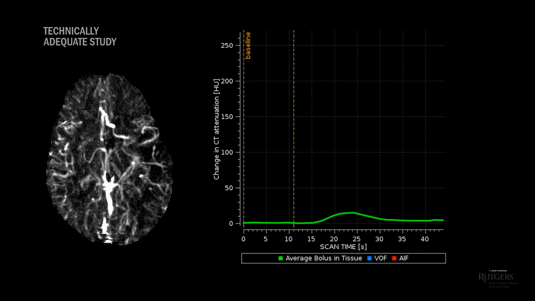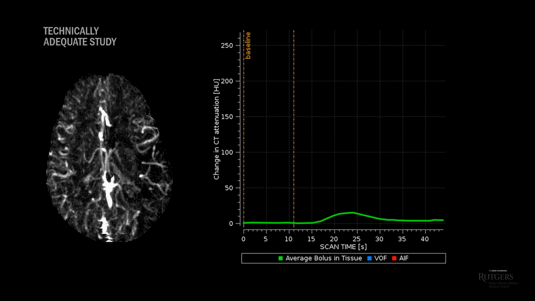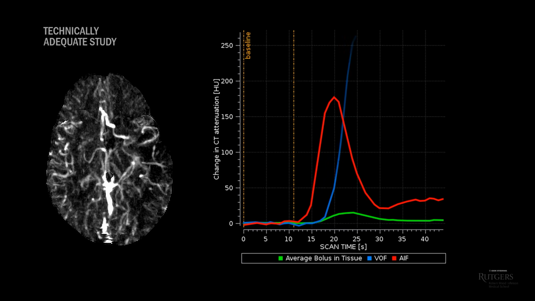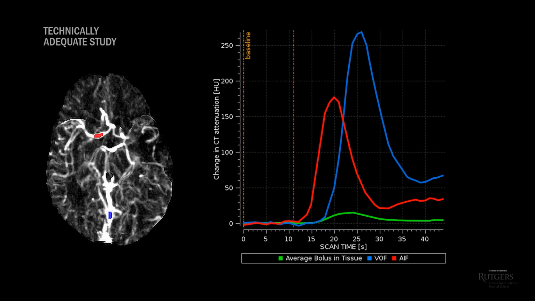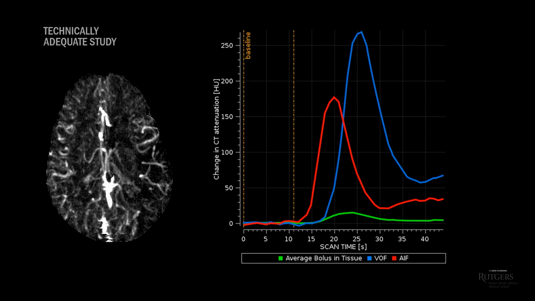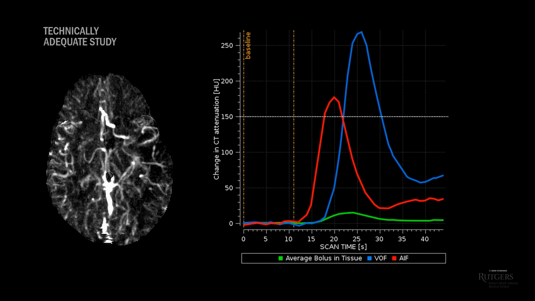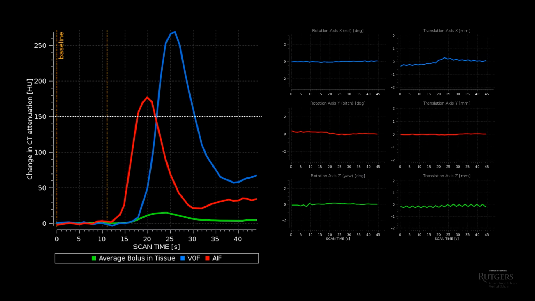In this study, the algorithm selected right MCA as its arterial input function and straight sinus as its venous output function. Change in brightness is plotted versus time as the contrast bolus flows through the artery and then exits the brain through the venous sinus. In a technically adequate study, the arterial input function needs to be bright enough and usually exceeds a hyperdensity of 150 Hounsfield units. The software also keeps track of side-to-side and rotational movement and generates plots for both in 3 dimensions.